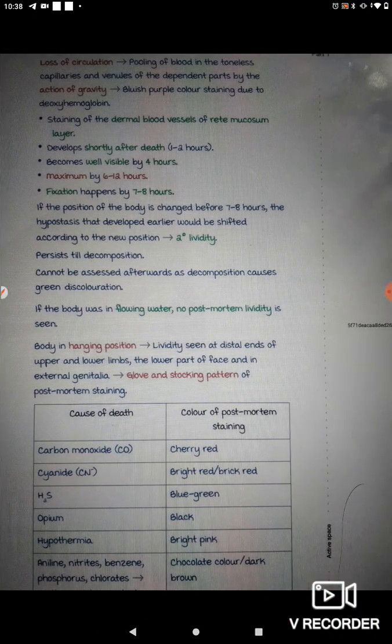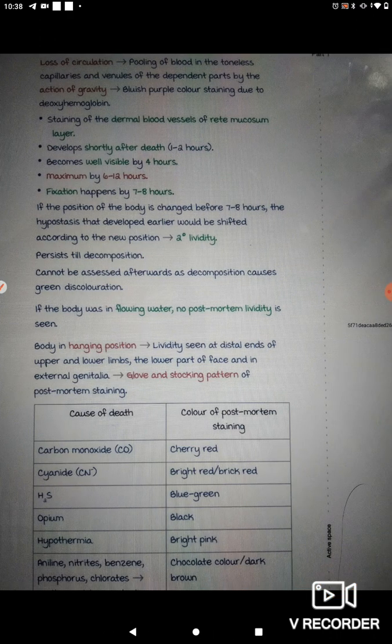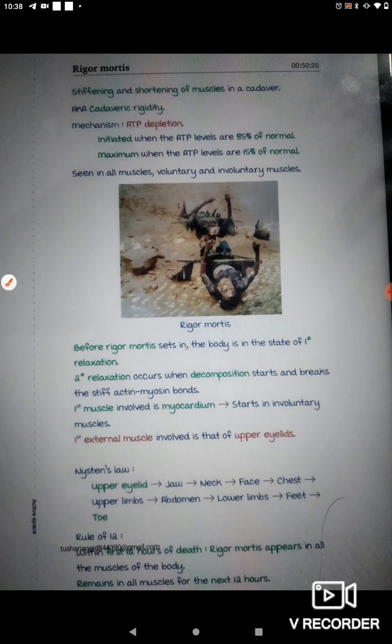This is the postmortem staining of the various deaths. So what postmortem staining have we seen? In carbon monoxide poisoning, it is cherry red. Cyanide poisoning, it is brick red. Bluish green in hydrogen sulfide, and black in opium poisoning. And we have seen that in aniline, benzene, nitrates, chlorates, phosphorus, a chocolate dark brown color is seen. And in hypothermia, a bright pink color of postmortem staining.